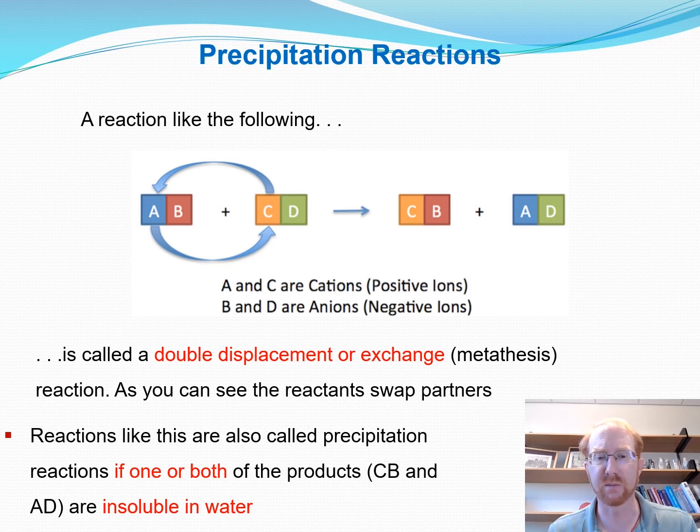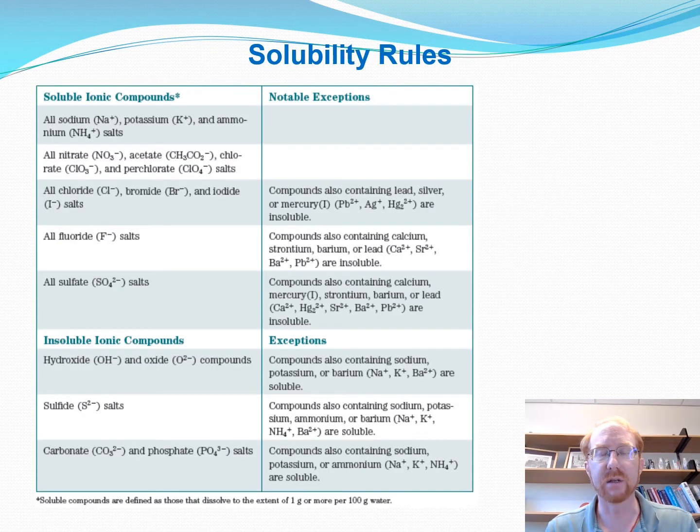And those phase labels are really, really important in these precipitation reactions, so we know what's in solution, what's precipitated out, where all of our ions and our compounds are going to be. So I mentioned at the end of the last section that I was going to put up these solubility rules. So this is what's available on Moodle.